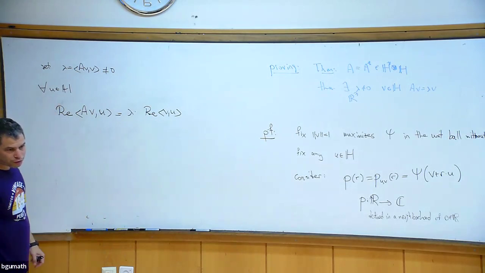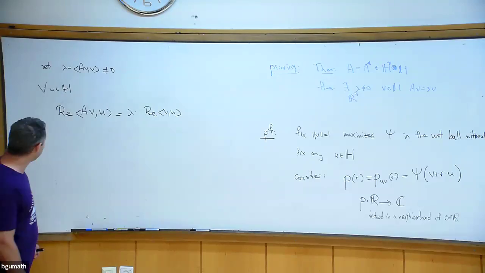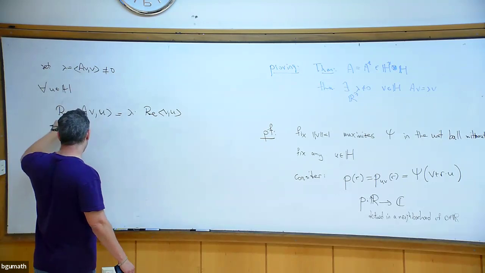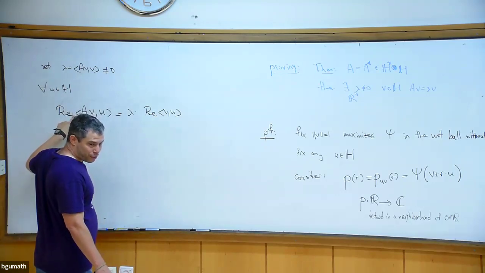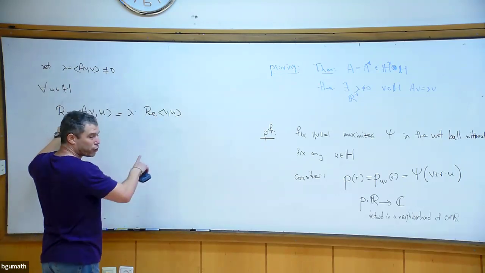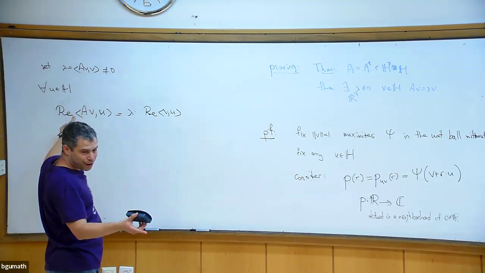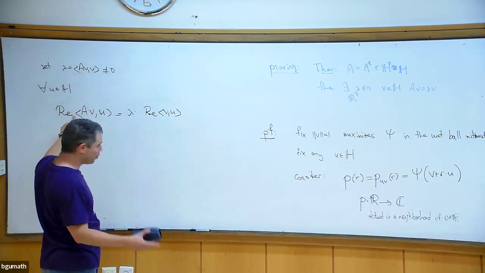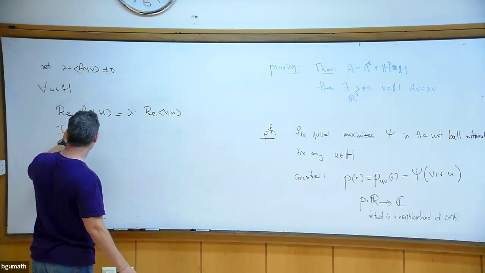So I can also do this for IU, right? I can take U and multiply it by I. If I take U and multiply it by I, the I comes out, minus I here, and minus I here. Real part of minus I times a complex number is imaginary part of that number. So in fact, we also get that this is true for the imaginary part.